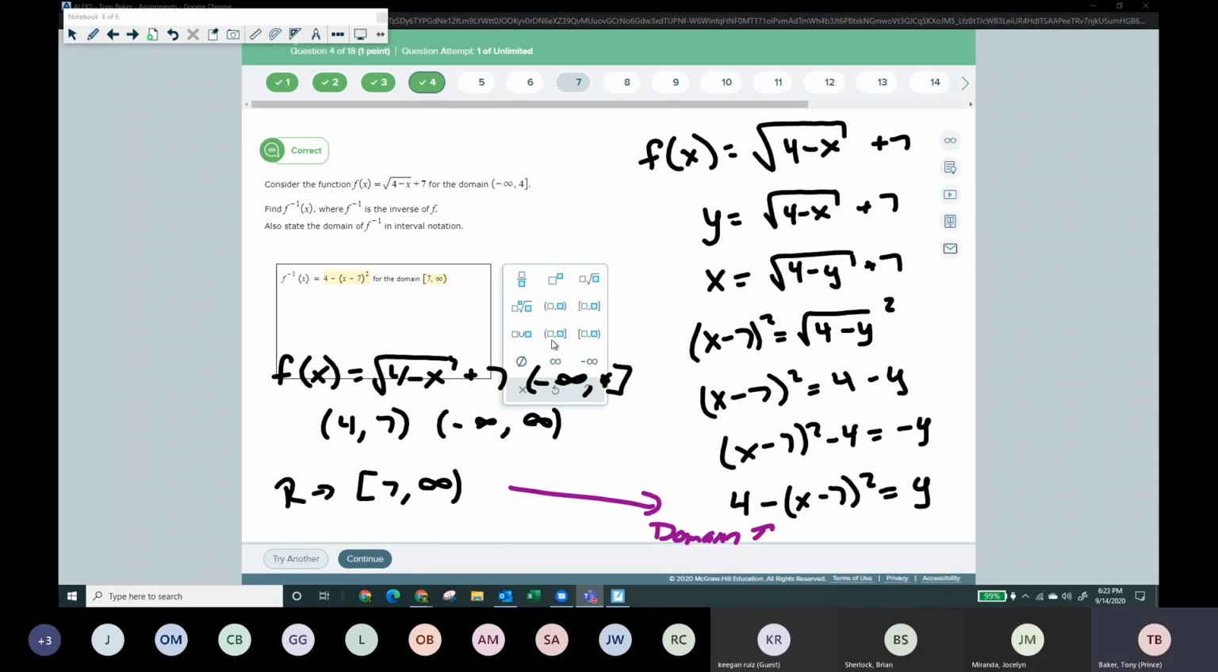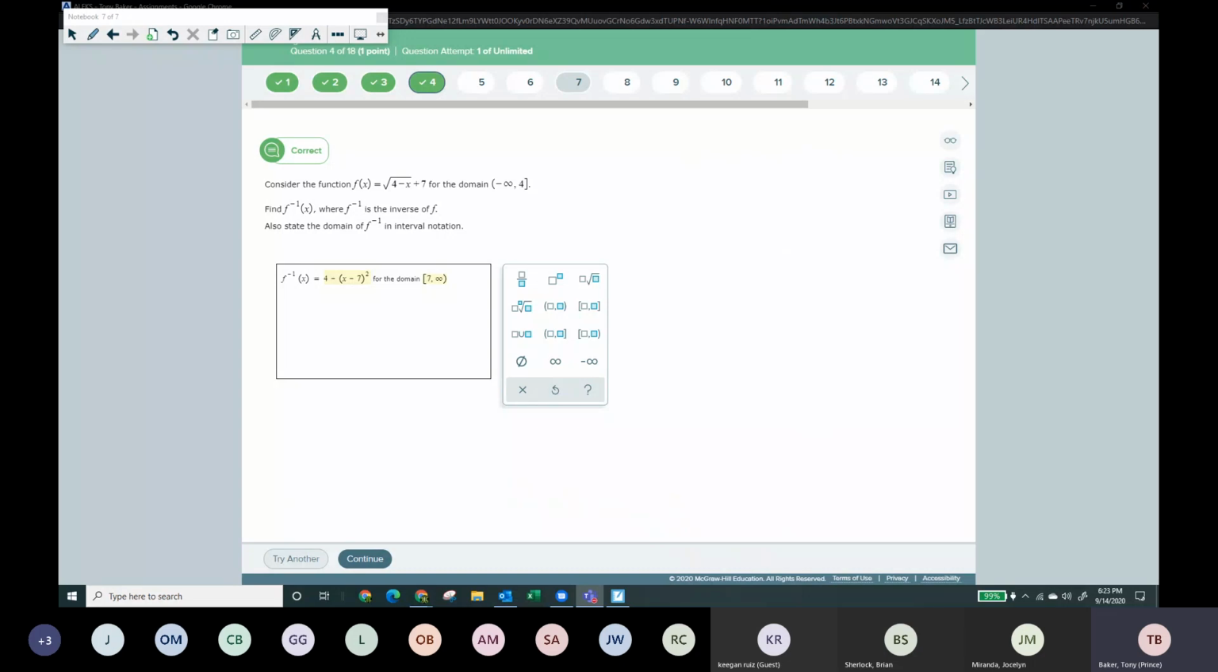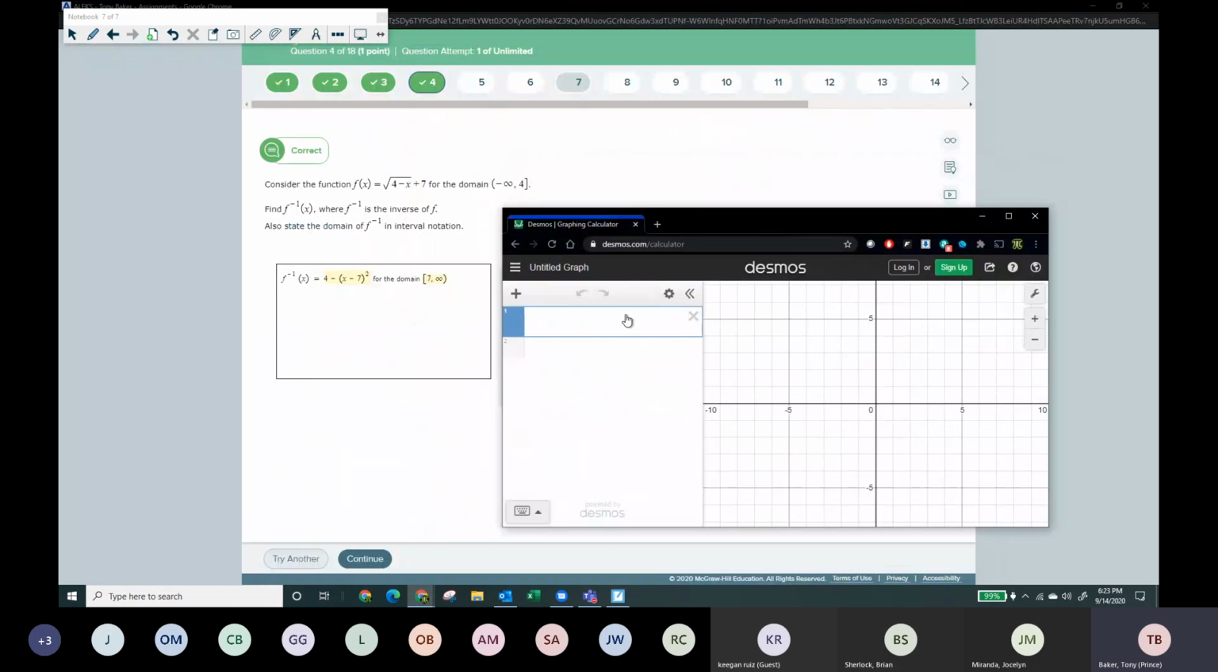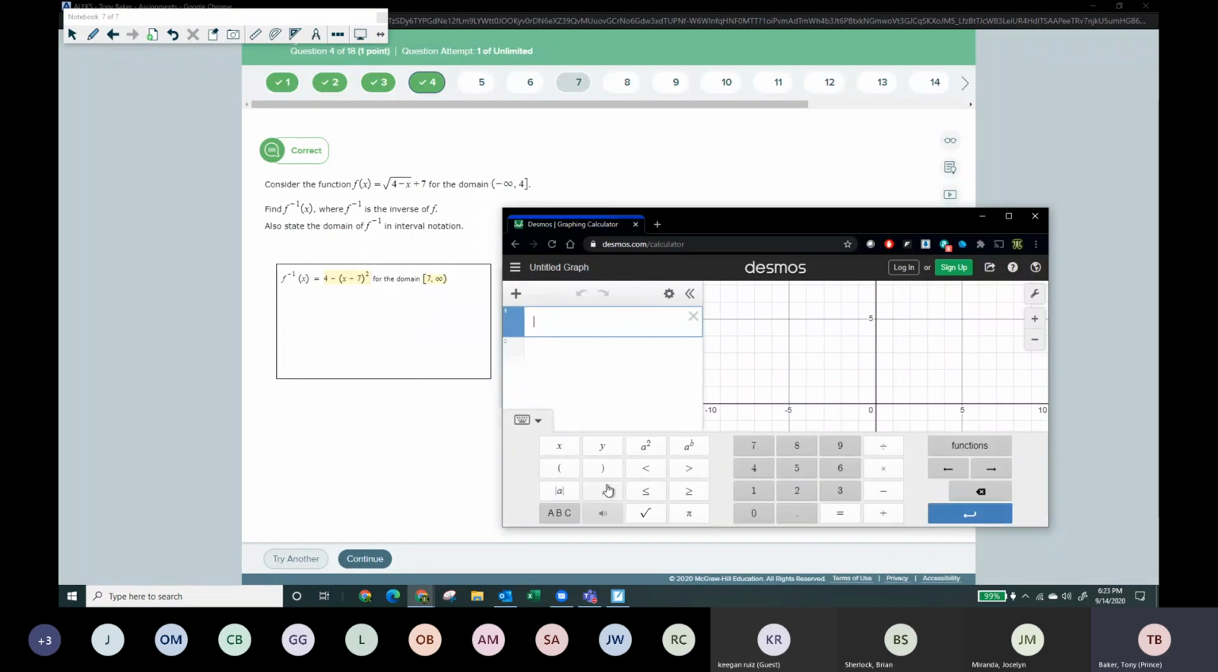All right, let me go through the domain and the range part of it again. Actually, I'm going to show this a little bit of a different way. It might make a little more sense. Square root of 4 minus x plus 7.